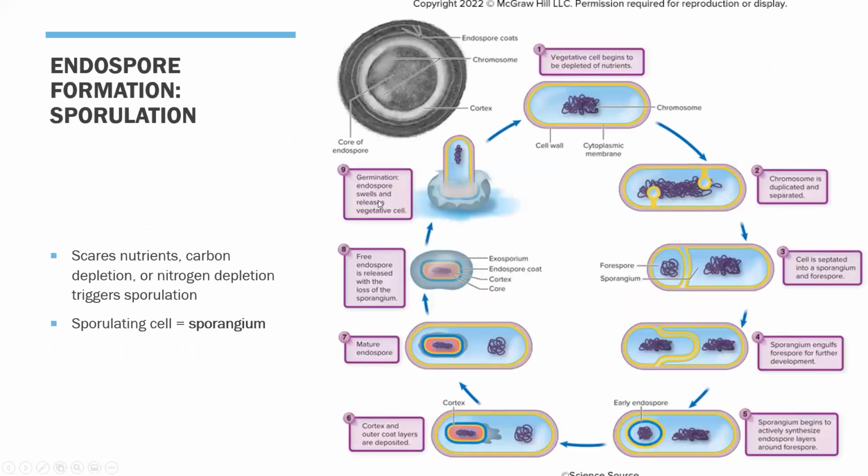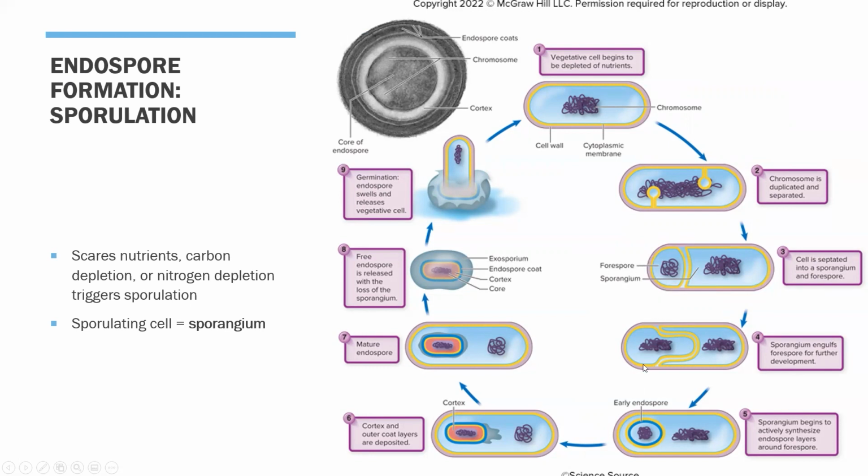So here are the steps to forming an endospore. You start out with a vegetative cell that senses something is off, and it begins to deplete its nutrients and hunker down. So it has its cell wall, its cytoplasmic membrane, chromosome, a basic, regular, everyday cell. In preparation, it will duplicate its chromosome and begin separating out its cytoplasm. The cell is separated into two regions. It has a sporangium, which is the vegetative cell component, and a forespore. This is the part that's going to become the endospore.